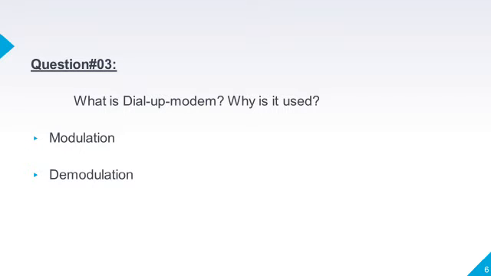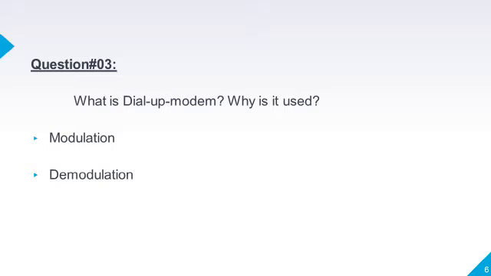Our next question is, what is a dial-up modem and why is it used? A dial-up modem basically provides internet connection through a telephone line, and the maximum speed of a dial-up modem is 56 kilobits per second, which is very slow. And now the dial-up modem is being replaced by the faster DSL modem.